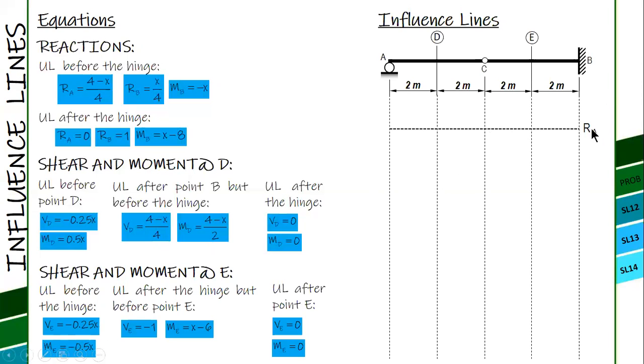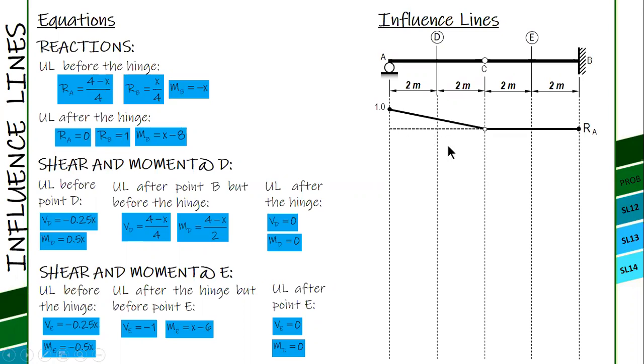Plot for RA, two equations. This equation is before the hinge, so it is valid from E to C, so your X is 0 to 4. We are disregarding D, since we only consider shear and moment there. So for the reaction, E, C, B only. When X is 0, it is 1. When X is 4, it is 0. And then for CB, it is 0. So 0 there, and then connect.